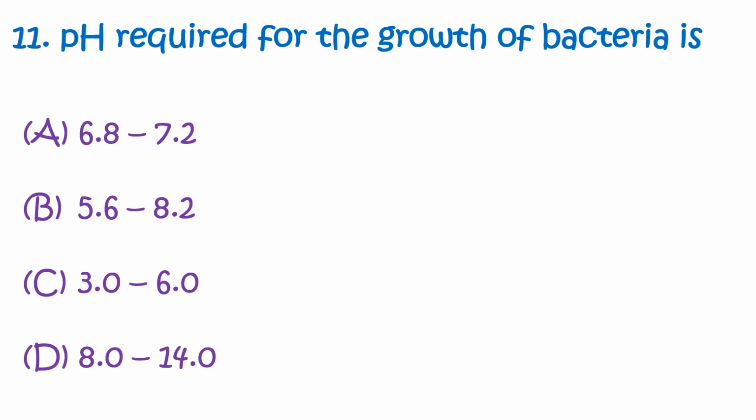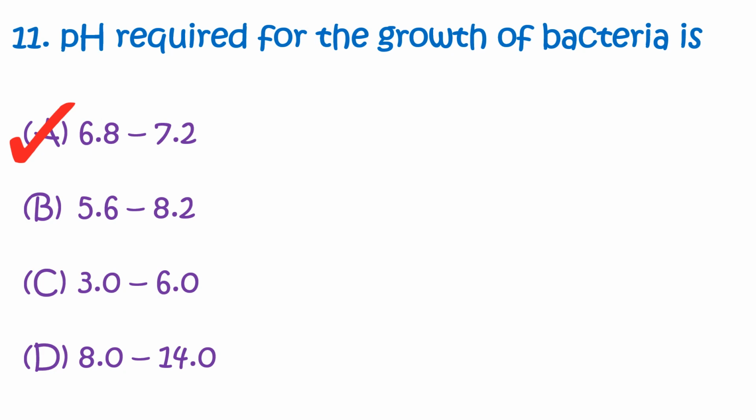Question number 11. pH required for the growth of bacteria is, options are option A 6.8 to 7.2, option B 5.6 to 8.2, option C 3.0 to 6, option D 8 to 14. And the correct answer is option A 6.8 to 7.2.